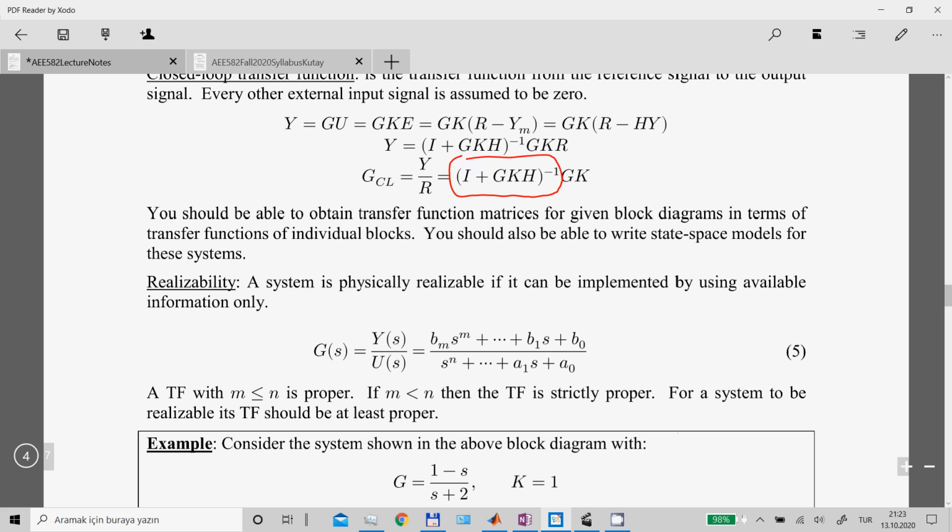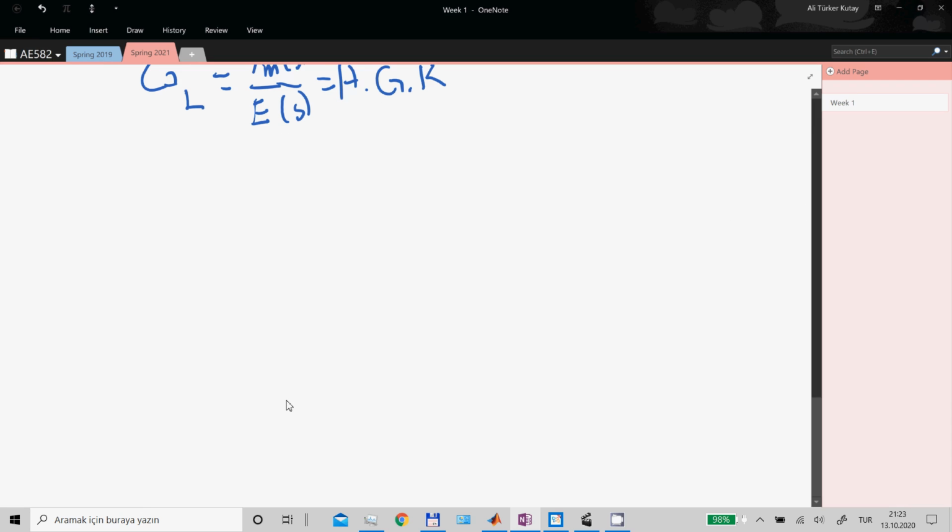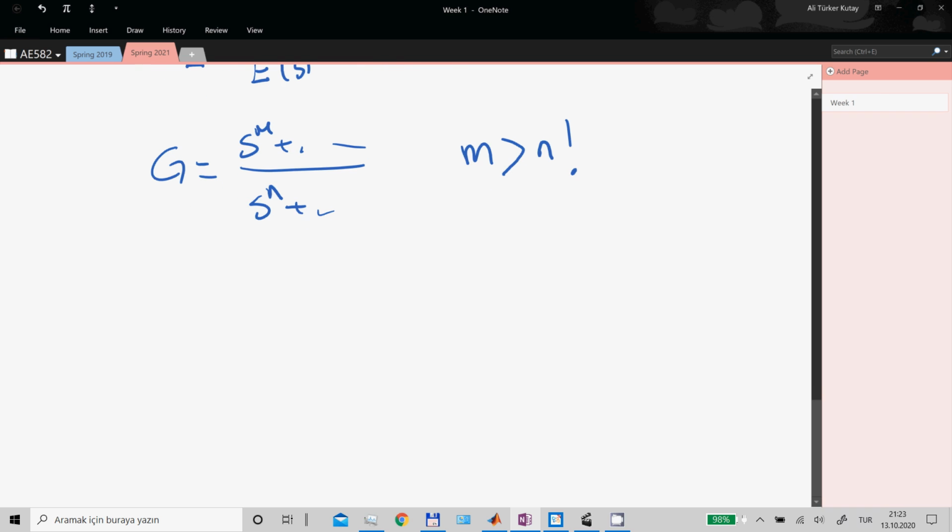Let me say a few words about what this really means. If this is your transfer function, with a numerator polynomial of power m and a denominator polynomial of power n, you have two polynomials like that. m cannot be greater than n. Let me give you an example. Consider an ideal differentiator. You have an input u, and the output of that block is the derivative of u.